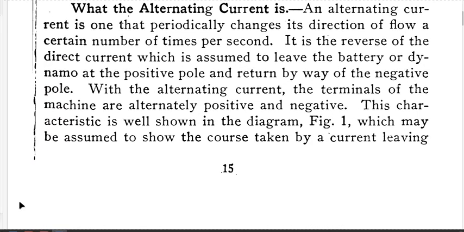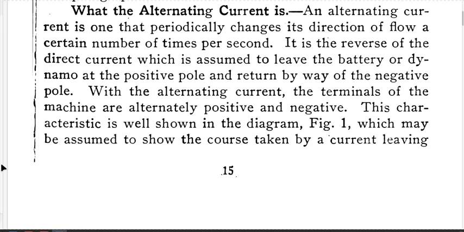What the alternating current is. An alternating current is one that periodically changes its direction of flow a certain number of times per second. It is the reverse of the direct current, which is assumed to leave the battery or dynamo at the positive pole and return by way of the negative pole. With the alternating current, the terminals of the machine are alternately positive and negative. This characteristic is well shown in the diagram, Figure 1.